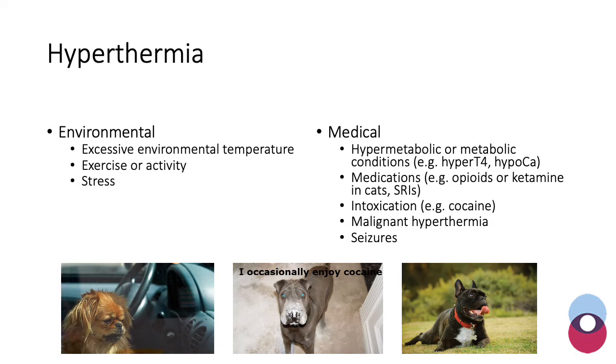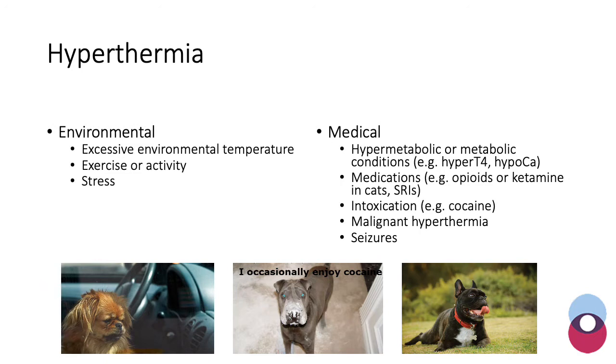Same with opioids and ketamine in cats, which can cause them to be excited, or rather developing excitation. Also muscle tremors, the same can be seen with serotonin reuptake inhibitors in both dogs and cats. You can have intoxications that can cause this, such as cocaine. Cocaine is highly toxic for our dogs and cats.